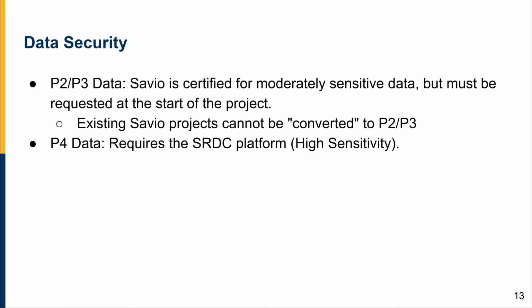And then a brief note on data security. Savio is certified for moderately sensitive data, but it must be requested at the start of the project. You cannot convert an existing project to P2 or P3 level of security. And if you're working with P4 data, you're required to use the SRDC platform. Okay.